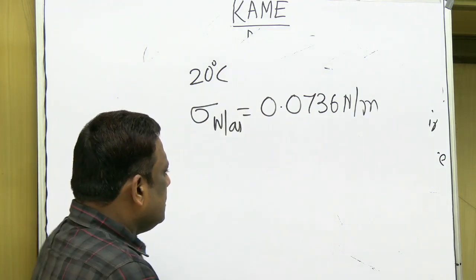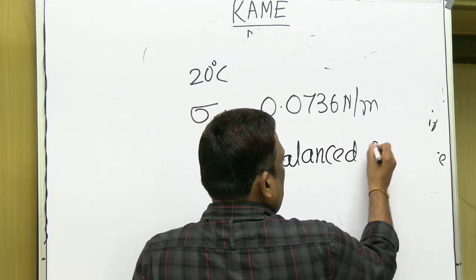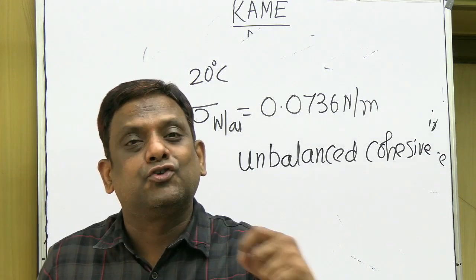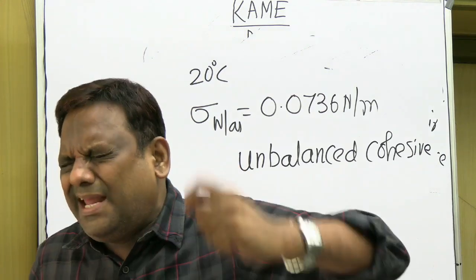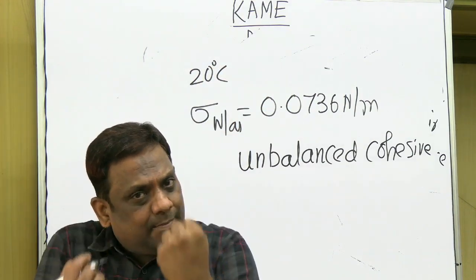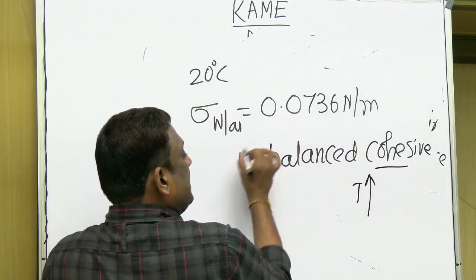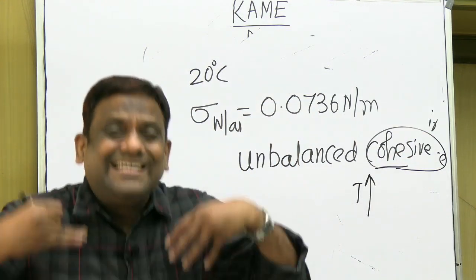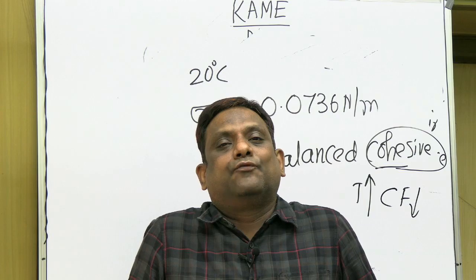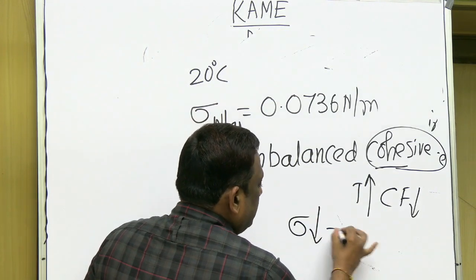Understand carefully. Surface tension is basically due to unbalanced cohesive force. I repeat, unbalanced cohesive force. And you know, my dear students, with increase in temperature, cohesive forces decrease. Of course, adhesion is also there. There is a difference between adhesion and cohesion, but basically it is due to unbalanced cohesive force. Jab aap temperature badhayenge, when you increase the temperature, cohesive forces are decreasing. When cohesive forces are decreasing, the surface tension will also decrease with increasing temperature.